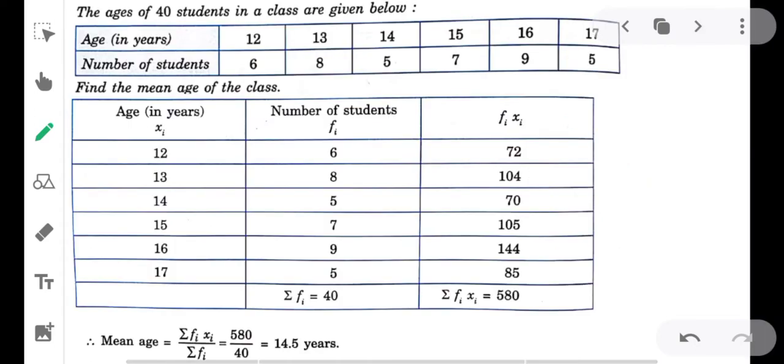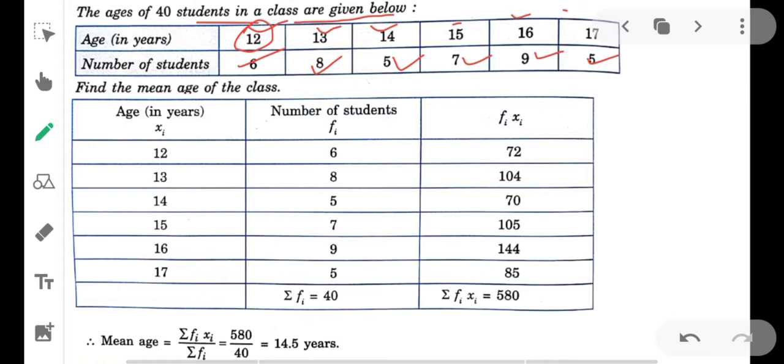Okay, now see an example. The ages of 40 students in a class are given below. Okay, so this is the question. Age in years: 12, 13, 14, 15, 16, 17, and the number of students in the category 12 years is 6. Then in 13 it is 8, then 5, 7, 9 and 5. Then find the mean age of this class.